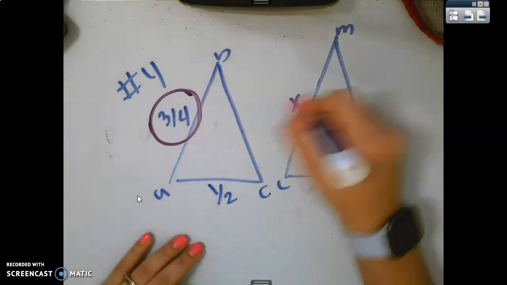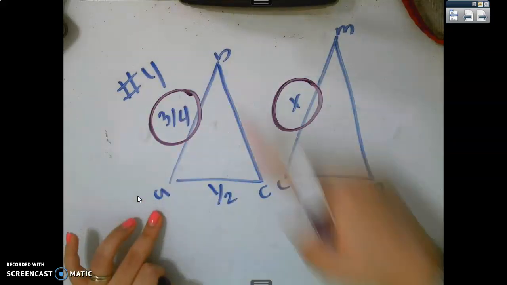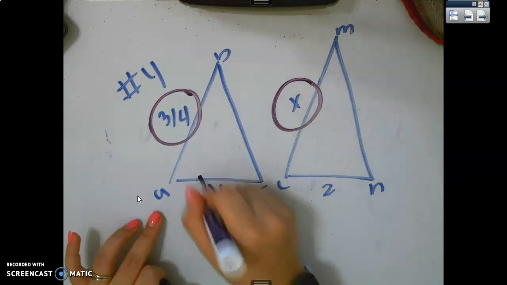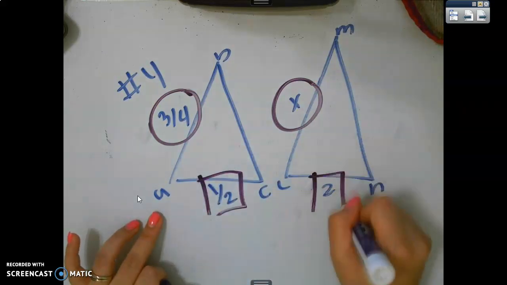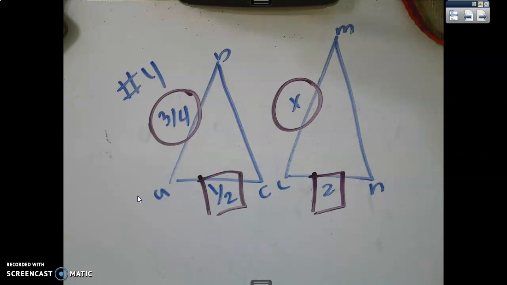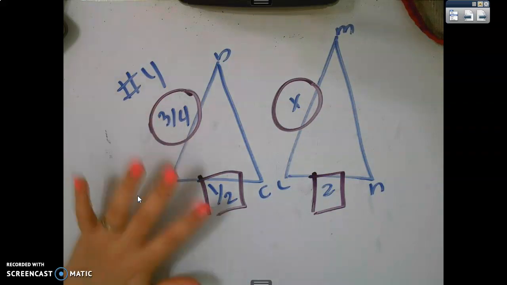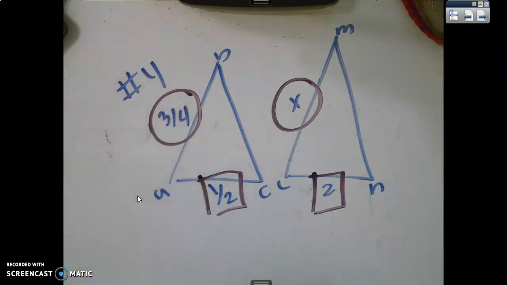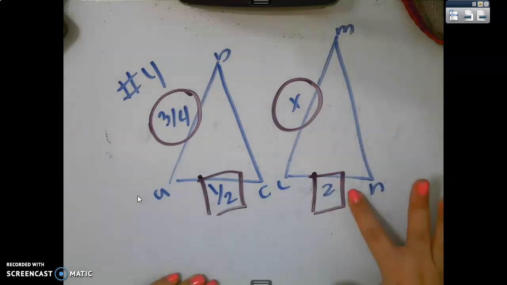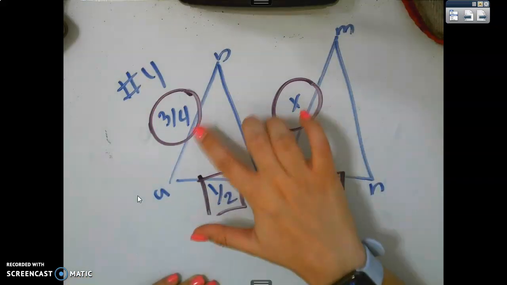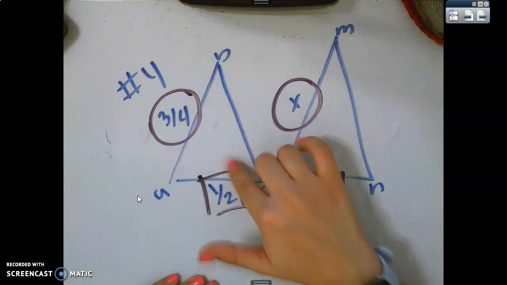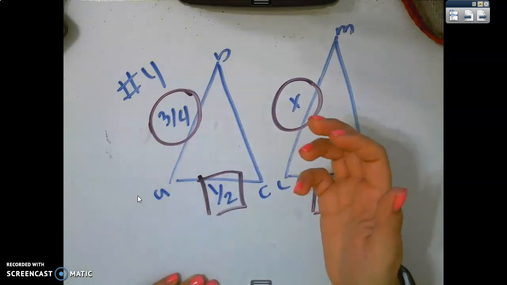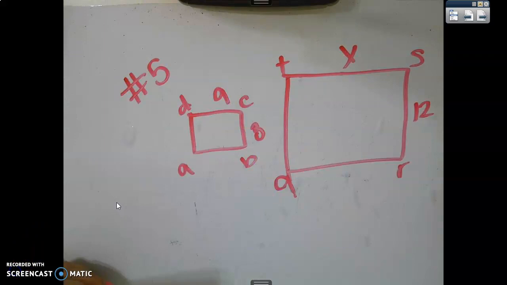So AB is going to match with LM, and then AC is going to match with 2, right? So you want to set it up as circle to square on one side of the proportion. On the other side, it's also going to be circle to square. But you want to make sure that you turn those fractions into decimals because it'll be easier to work with, okay? So finally, we're down to number 5.